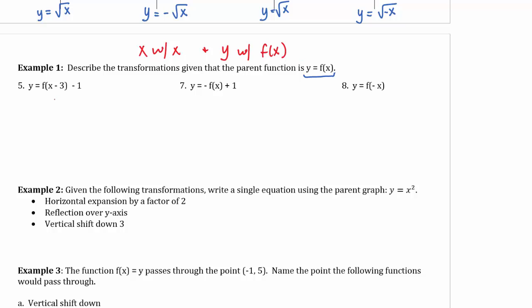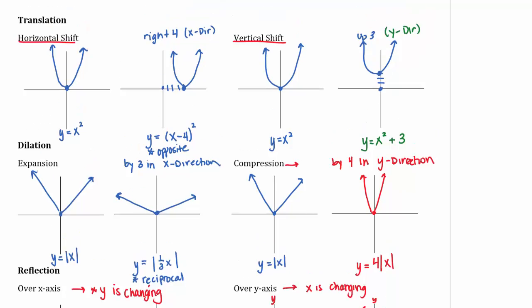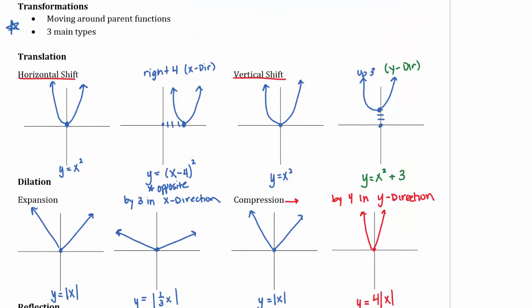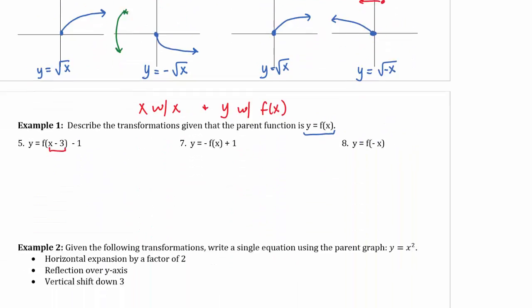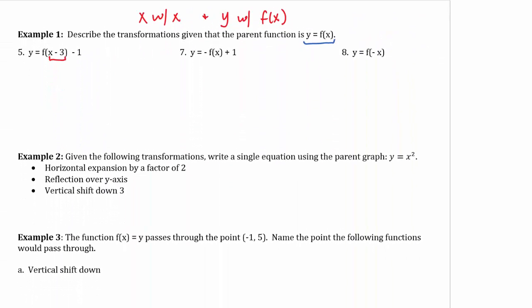Because here, I'm saying, look, I'm doing x minus 3. So that means it's going to be with x. So that's horizontal. And anytime I'm adding or subtracting inside, if we go back to the other page, that's what we did here with this horizontal shift, okay? When I'm adding or subtracting, that means we're going horizontal shift, and we're going right 3.